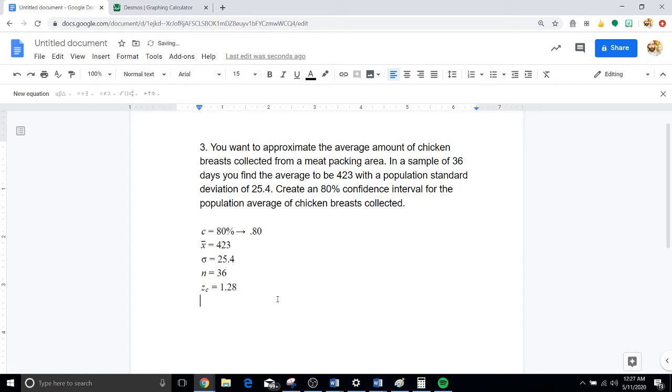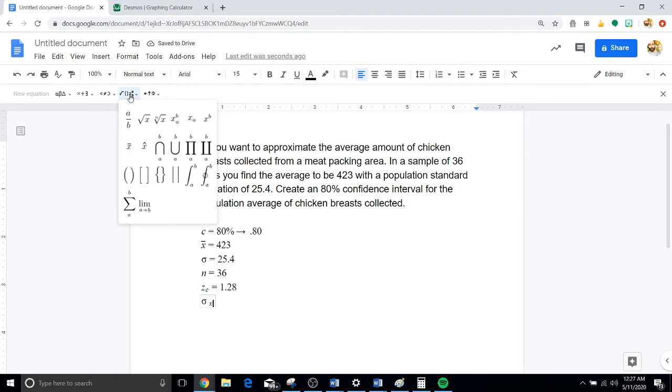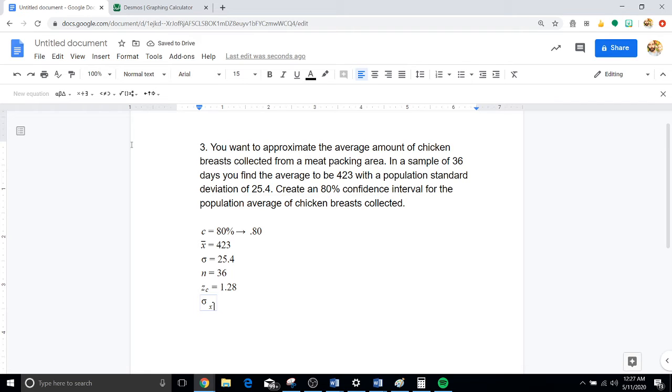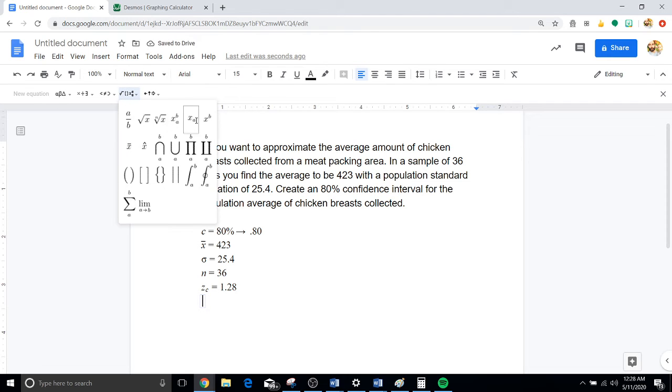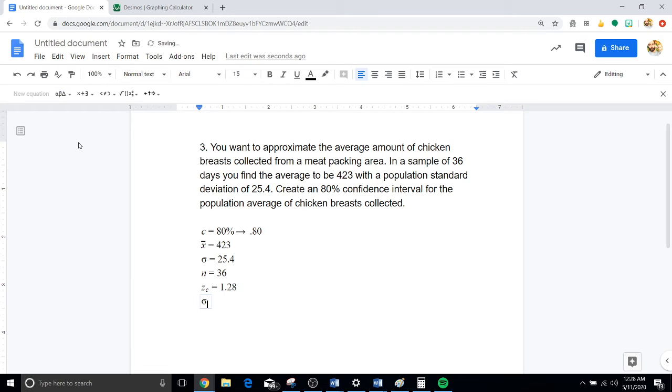All right. So to find our standard error, let's actually write out standard error first. Our standard error is standard deviation sub X bar. Let's try that again. Standard deviation sub X bar. There we go. And that is going to be equal to, remember, standard deviation divided by the square root of n. We actually know what both of those are. Our standard deviation is 25.4.